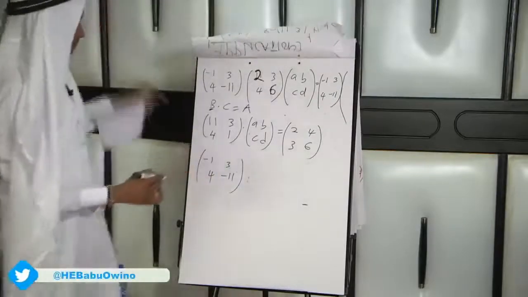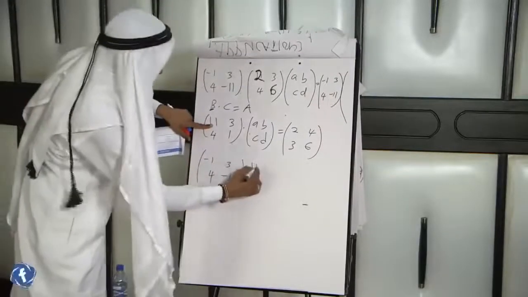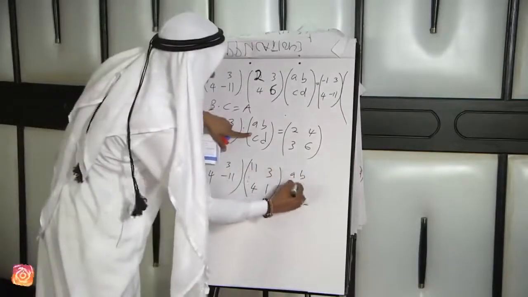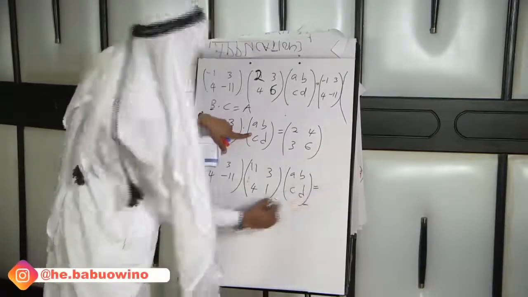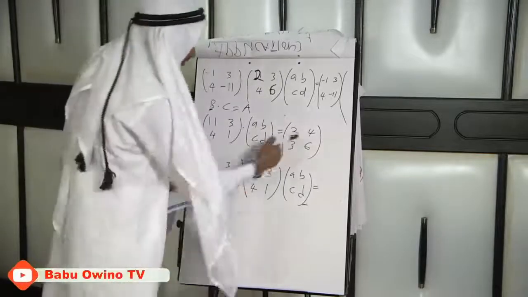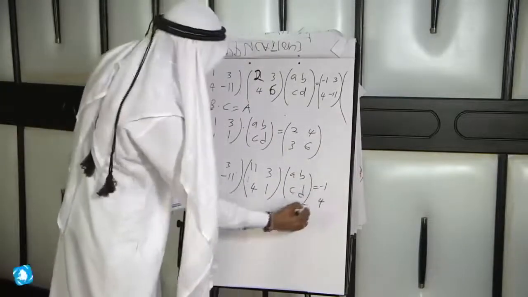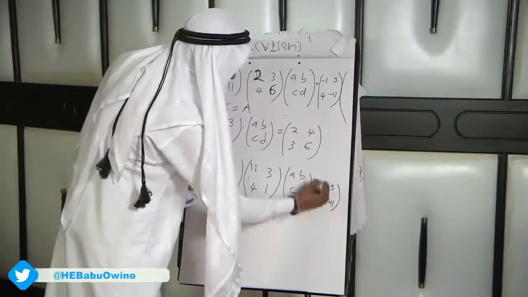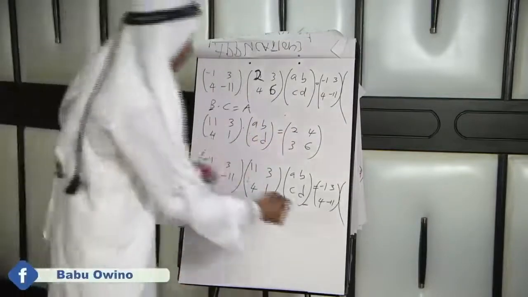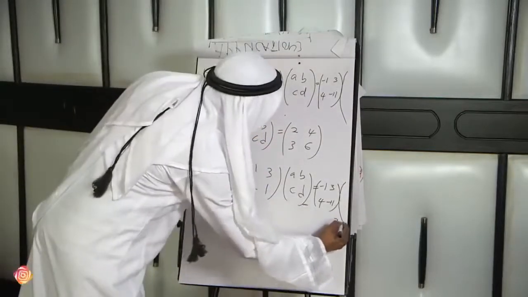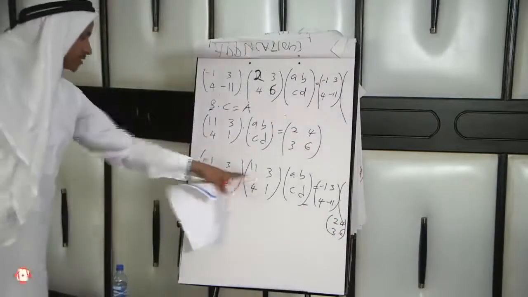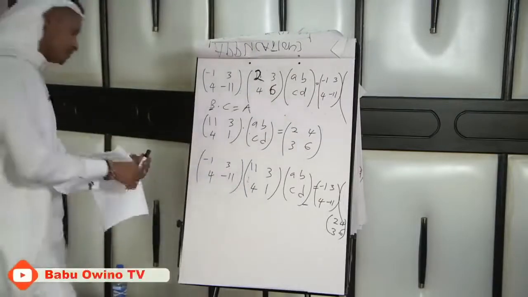Good. You pre-multiply by 11, 3, 4, 1, then A, B, C, D. Then you equate to, again you pre-multiply, the inverse by this. That is minus 1, 4, 3, minus 11 multiplied by this value. The value is 2, 3, 4, 6. So let's open up this. Class, let's open up this.